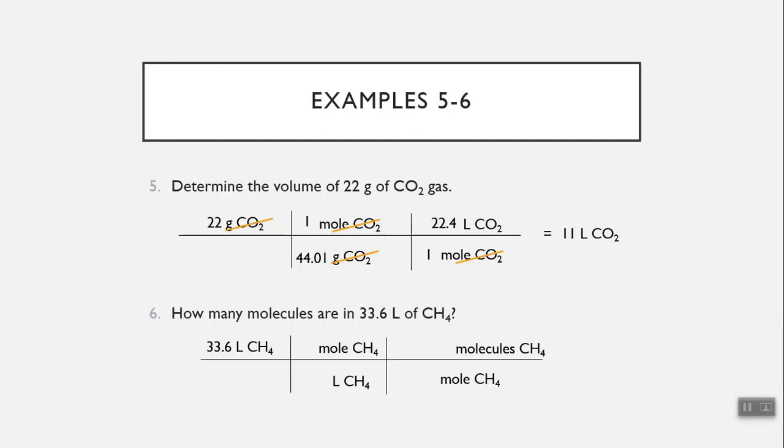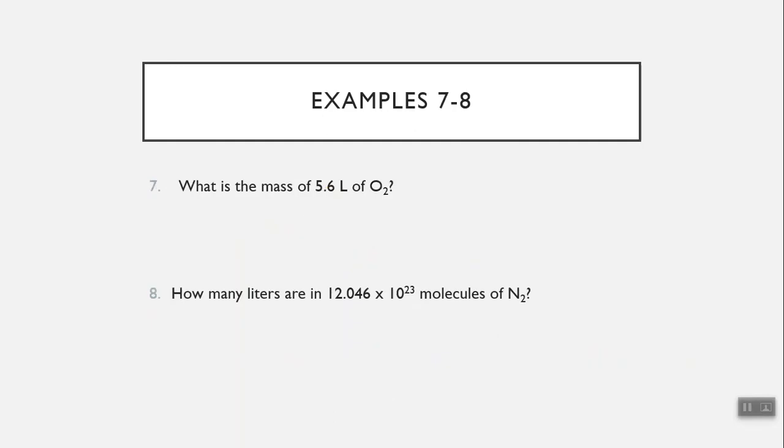So middle fence, we have our molar volume. So 1 mole is equal to 22.4 liters. In our last fence, 1 mole is equal to 6.02 times 10 to 23 molecules. Cross out your like units, multiply and divide, and you get an answer of 9.03 times 10 to 23 molecules of methane. So go ahead and try examples 7 and 8 on your own.